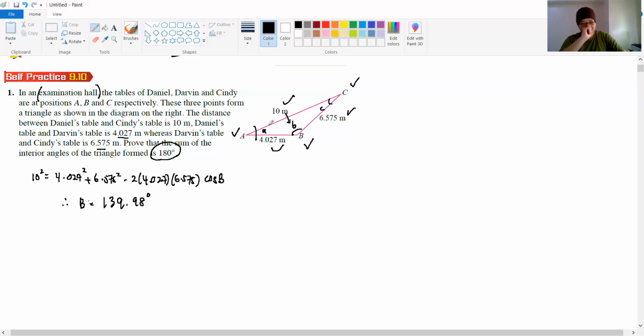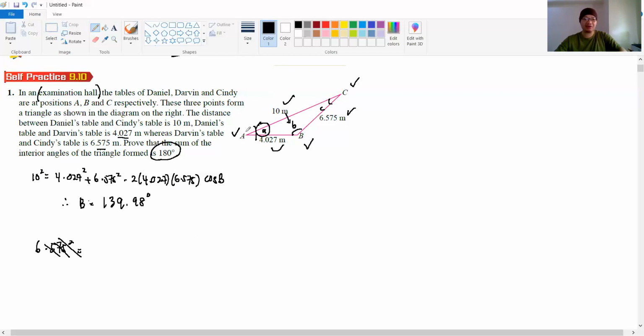So guys, now we need to find the next angle. Since B is already given, how about A? A is opposite 6.575, right? Since A is opposite 6.575 and B, already obtained, is opposite 10, we can apply the sine rule, right? There is a pairing there. Instead of using the cos rule, we can use the sine also.